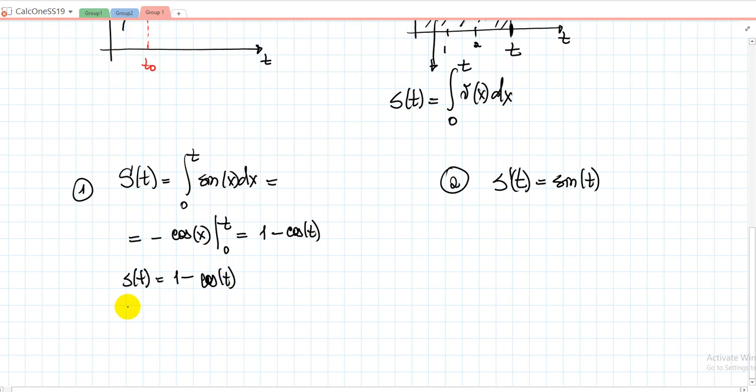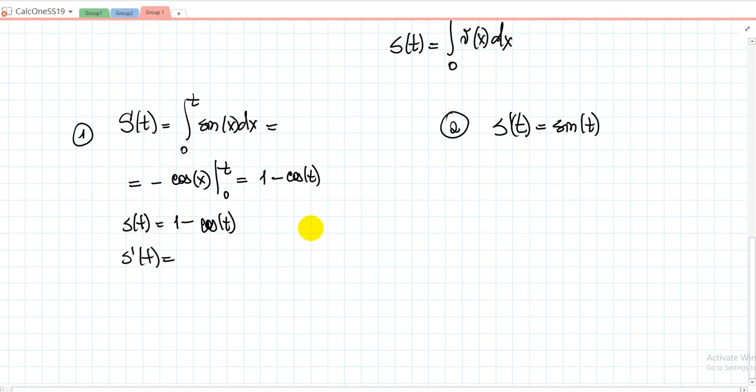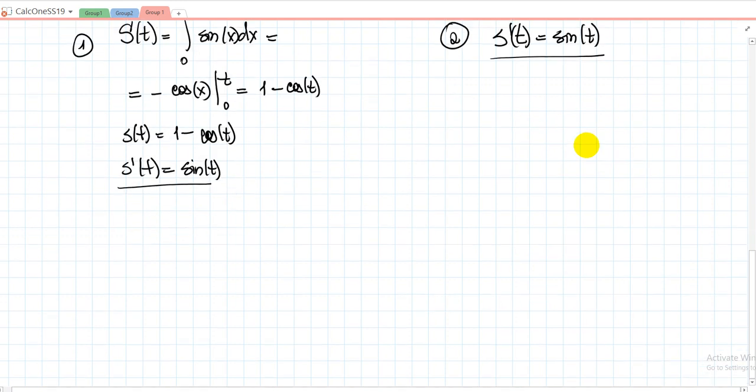So what is the s prime of t? It is sine of t, right? Which is the same as what the fundamental theorem of calculus tells me. Do you understand this? If you take the integration and find the derivative, you will get the same answer as if you just take the function which is under the integration. Do you understand what it means? Then the second fundamental theorem of calculus.